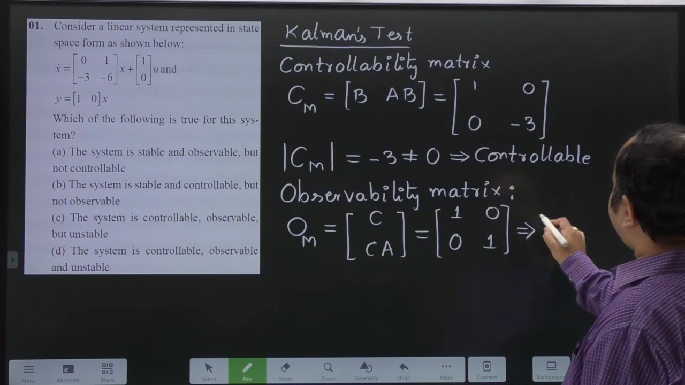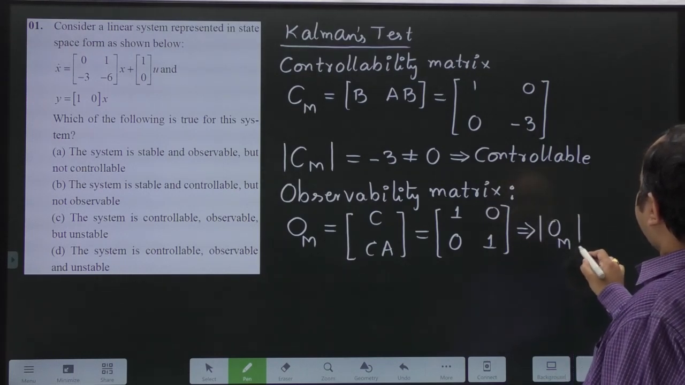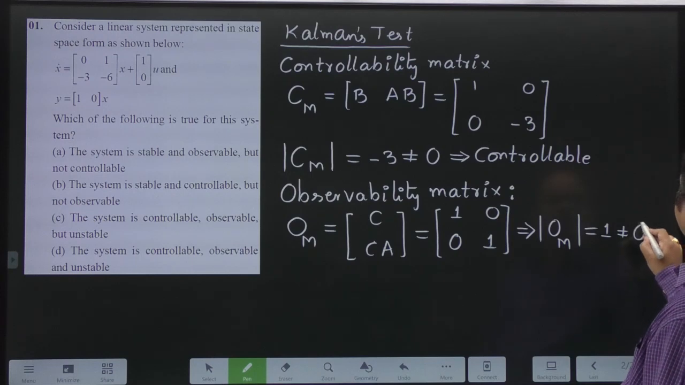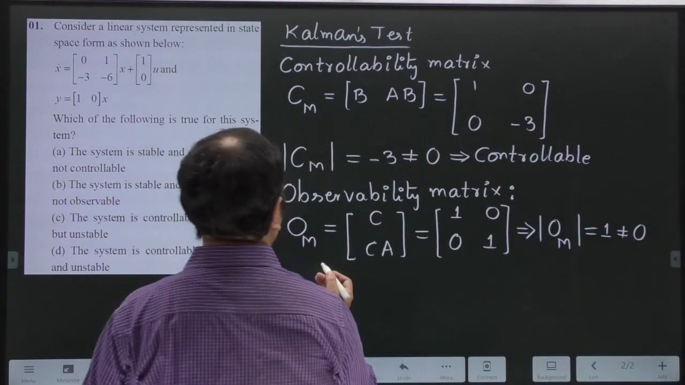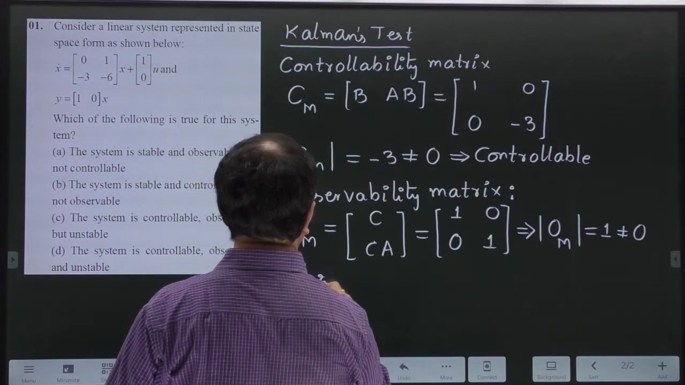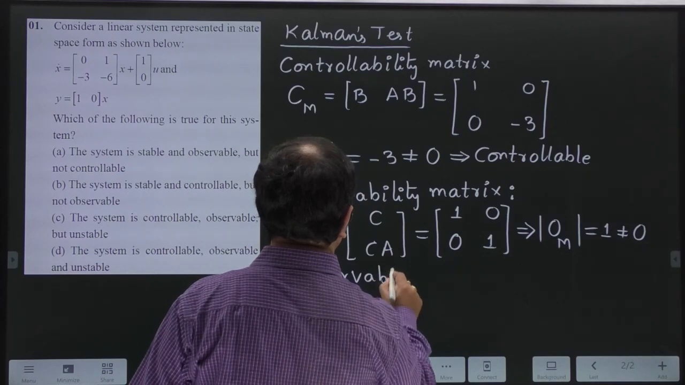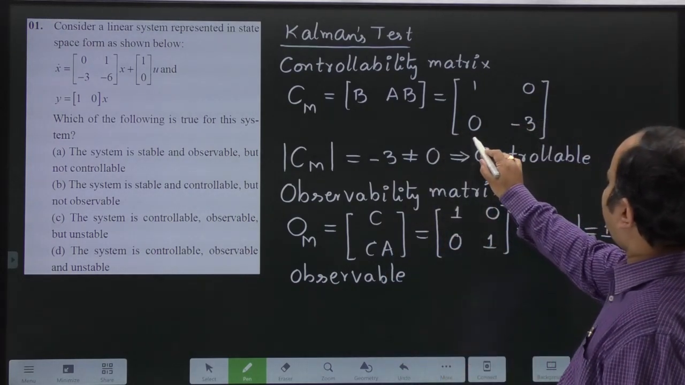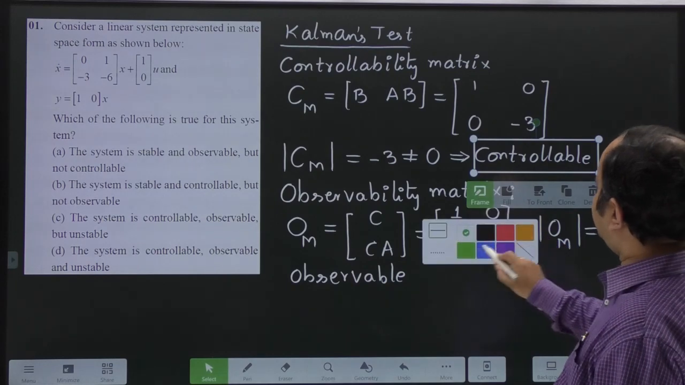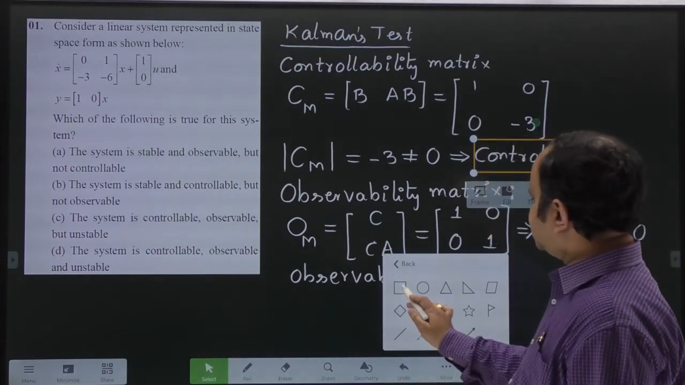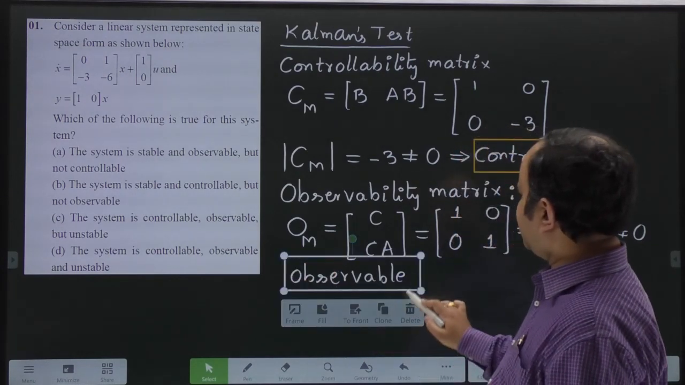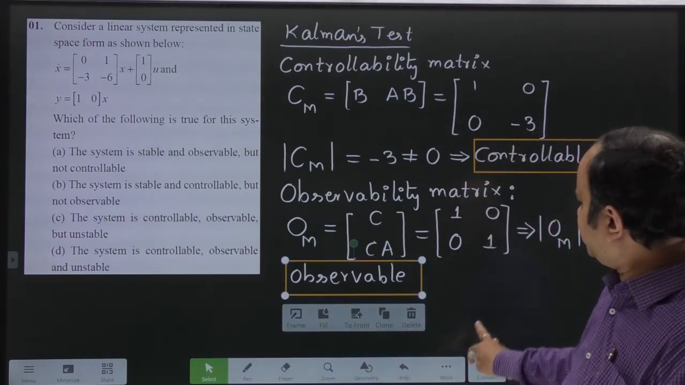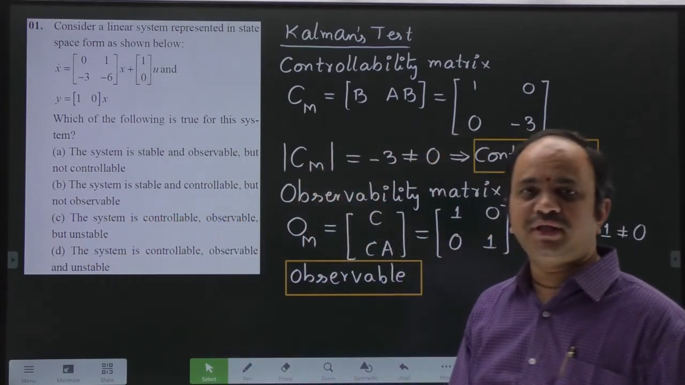Now from this you have to calculate the determinant of this observability matrix, that is 1, again this is also non-zero. What do you mean by that? Again the given system is observable. Now we got two conclusions. First conclusion is the given system is controllable, and the second conclusion is the given system is observable. Now we need to have one more conclusion, that is whether the given system is stable or not.